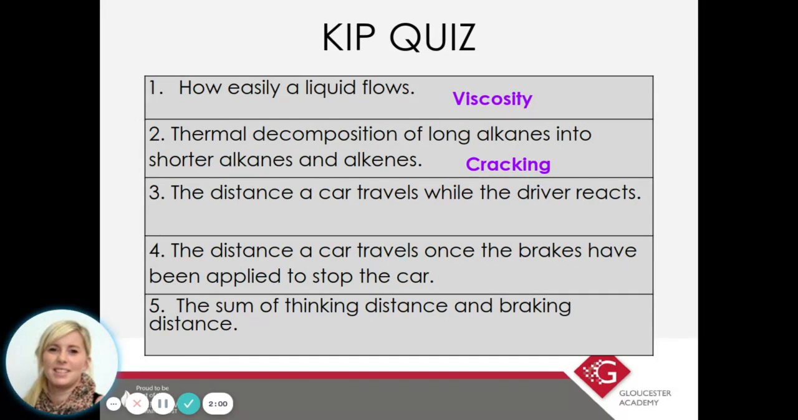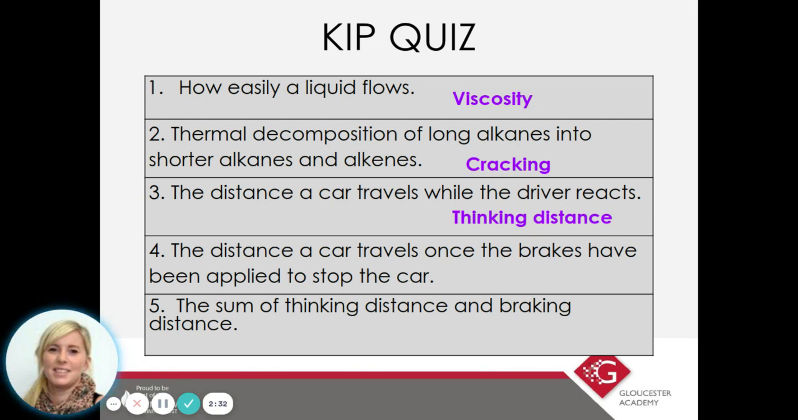Number 3, the distance a car travels while the driver reacts. So this is the thinking distance. So this can be affected by caffeine, the amount of sleep someone's had, whether they're driving under the influence, which obviously they shouldn't be. So all of these things can affect your thinking distance, or just maybe even the fact that you could be driving and you're a bit distracted. There could be a child crying in the back of the car. Trust me, that happens. Or it could be that you're distracted by a conversation you're having with a passenger. So all of these things can affect the thinking distance.